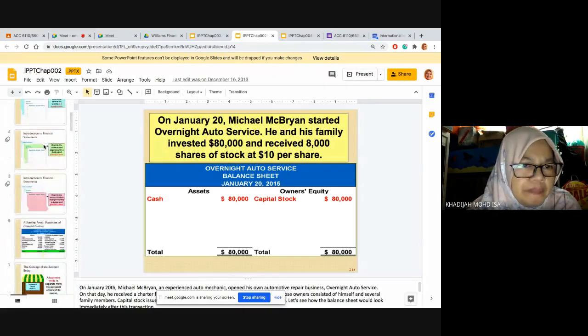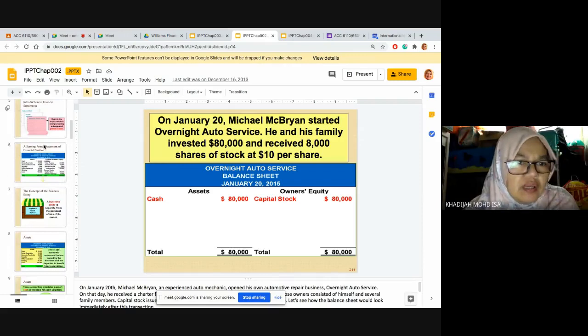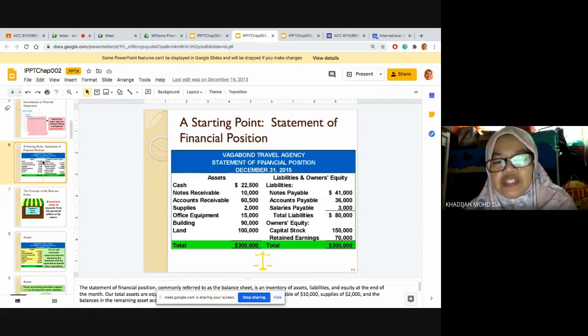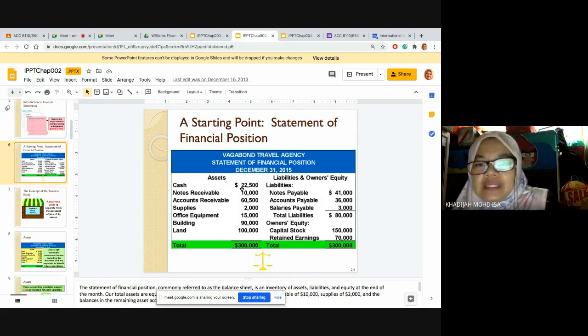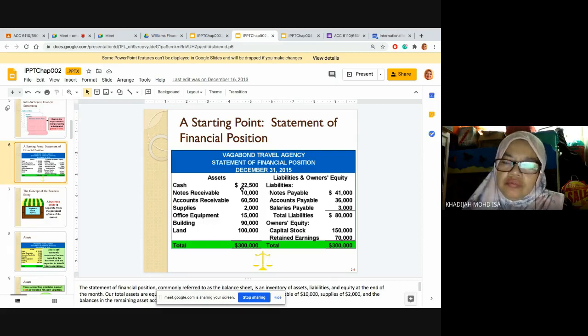Before we go into the example, starting with the statement of financial position. As I said, you always have your assets, your liabilities, and your owner's equity. Whenever you look at the name of an account, you must already know whether it is an asset, liability, or owner's equity. Whether you like it or not, you have to remember it. So when I say it's cash, it's always an asset.